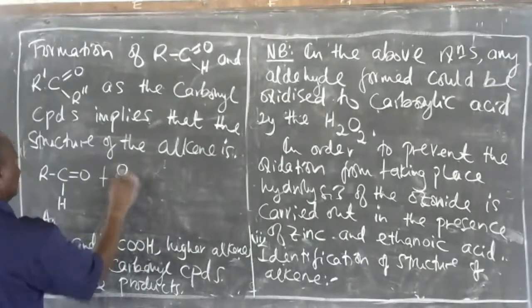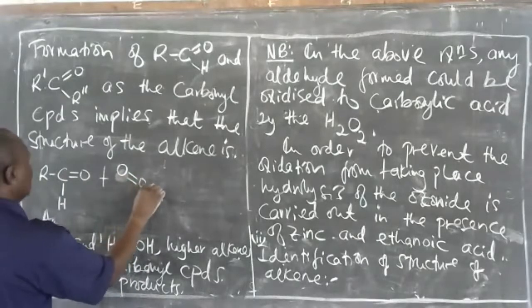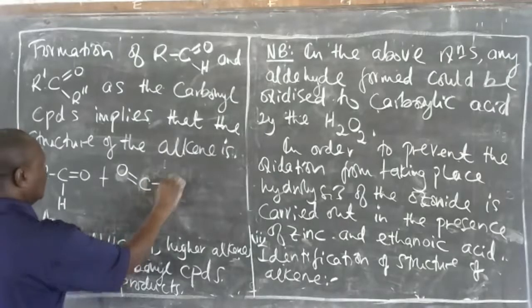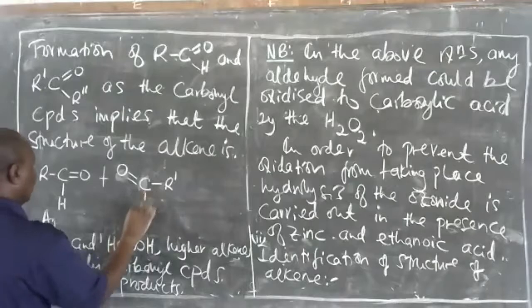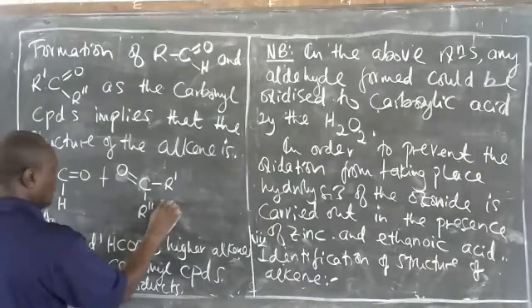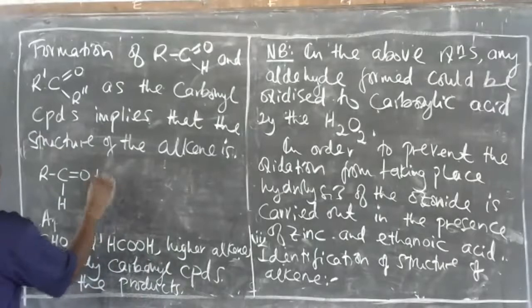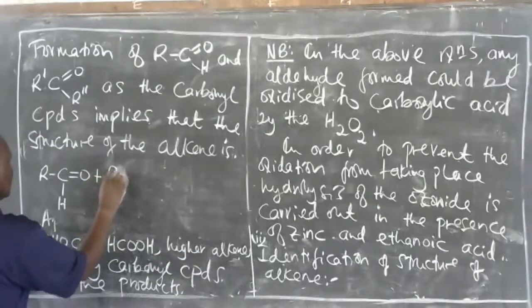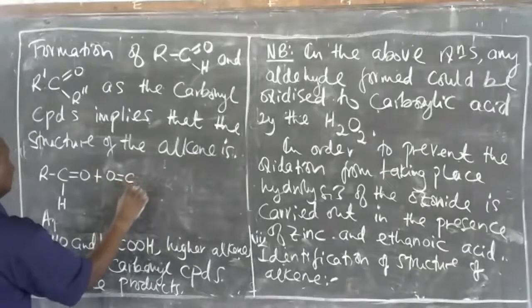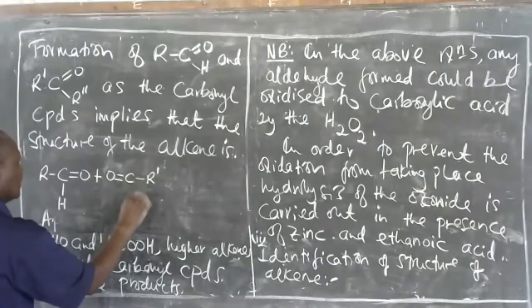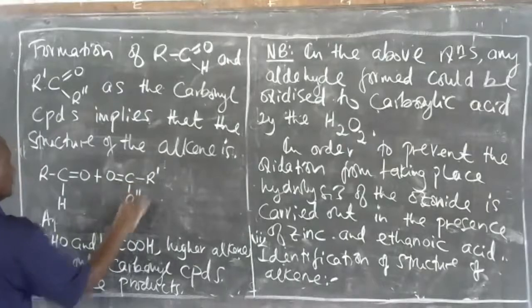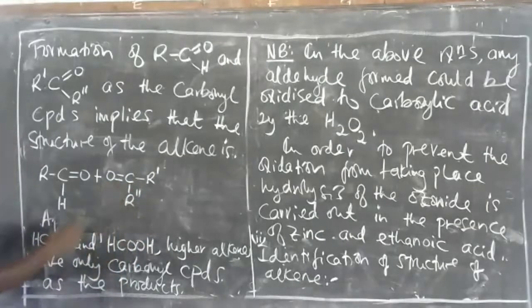R, O, double bond, C, we have, and then we have R, which gives us plus O, we just have O, double bond, C, so you have that one there also.